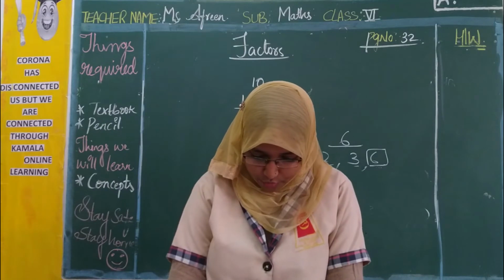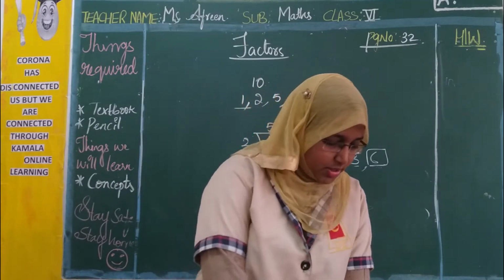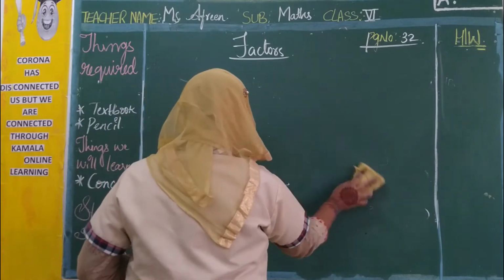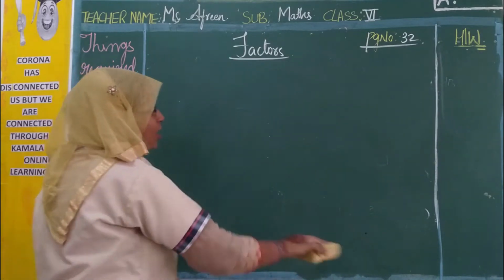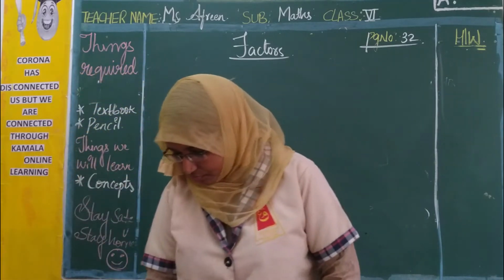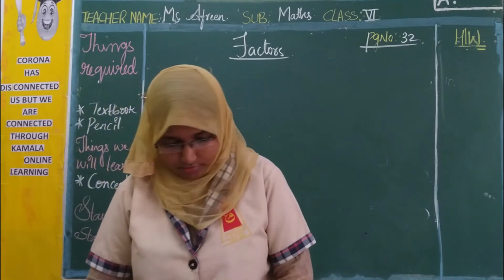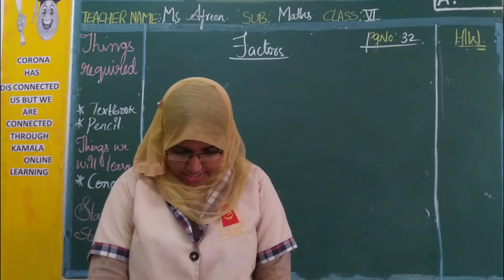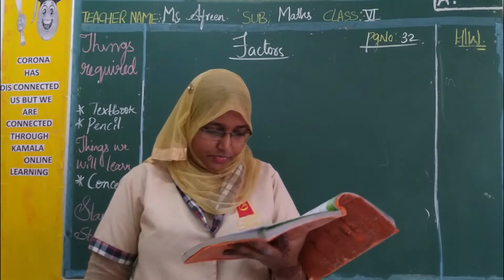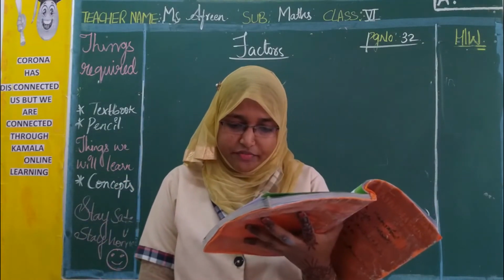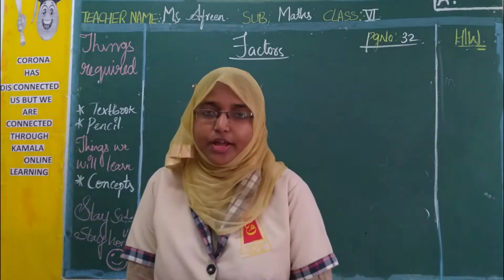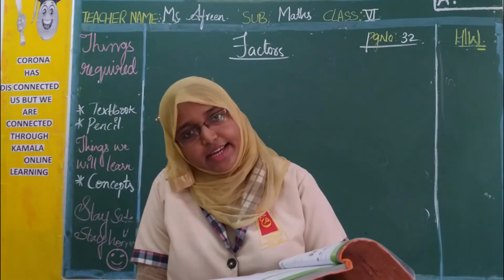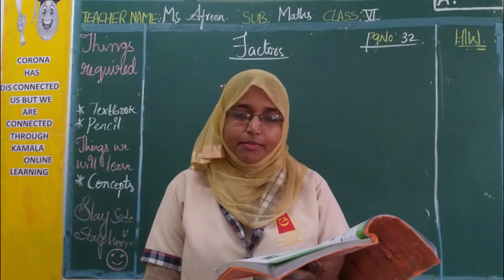Now let us move to prime and composite numbers. We know what even numbers, odd numbers, prime numbers and composite numbers are, right? Let us have a recap. Here they have given that numbers whose factors are only 1 and the number itself are called prime numbers.